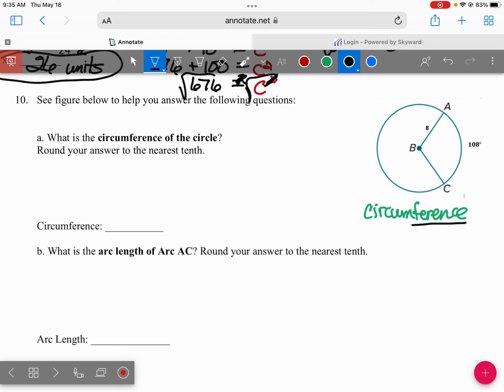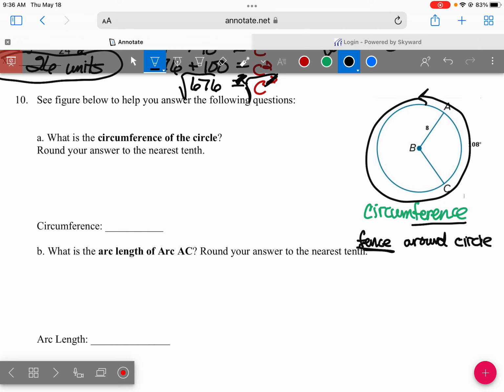Circumference. It is not a knight of the round table. What I like to think of it as is the fence around the circle. So it basically is perimeter, but it has a fancy name because it's for a circle only. So the distance around the circle, the fence around the circle.